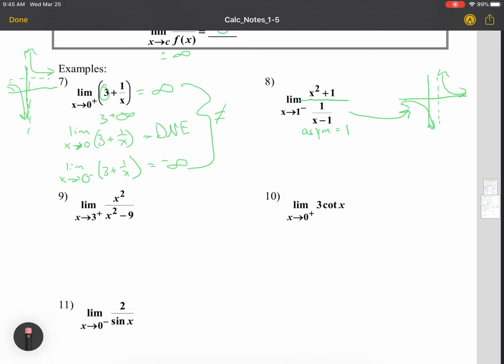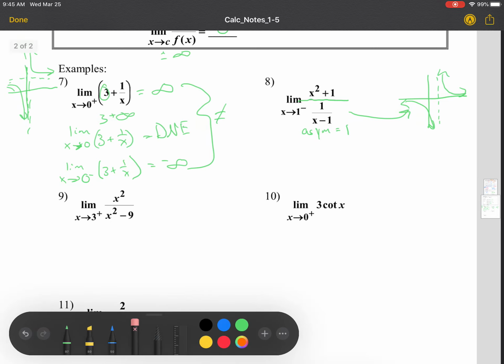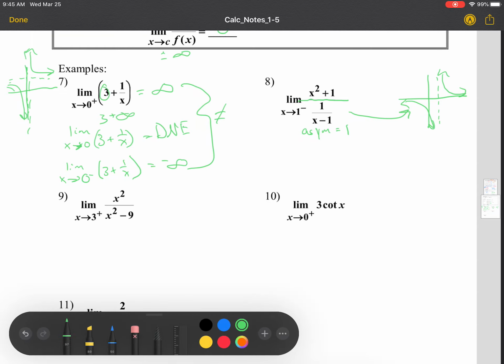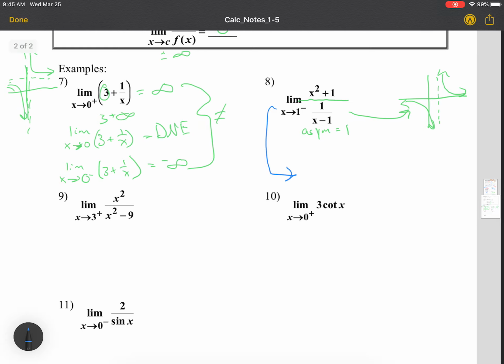So let me actually clean this up a little bit. Okay, coming down here, we got that our numerator is going to be 2, right? X squared plus 1, as it approaches 1 from the negative side, it's going to give us a 2. We decided that 1 over x minus 1 is going to give us a negative infinity, right? It goes down to negative infinity. That's just an 8.